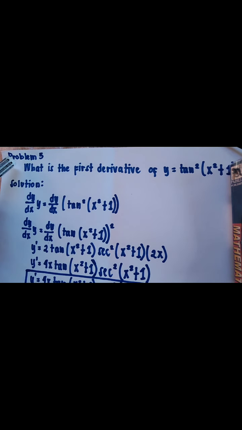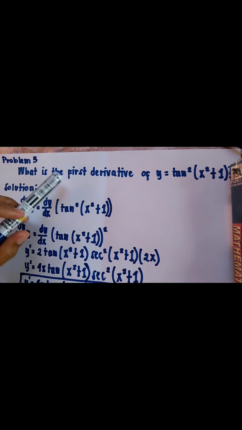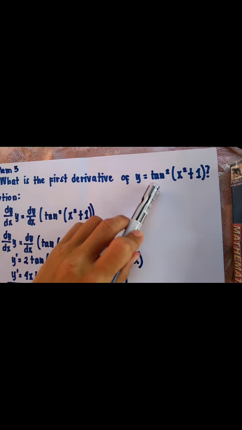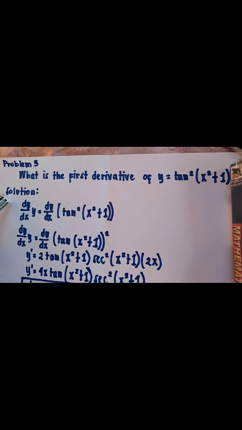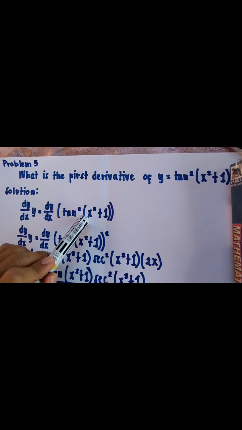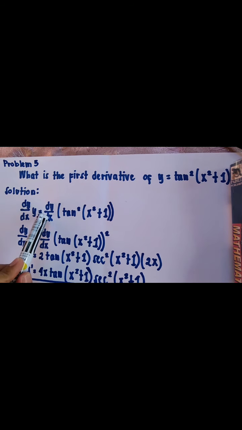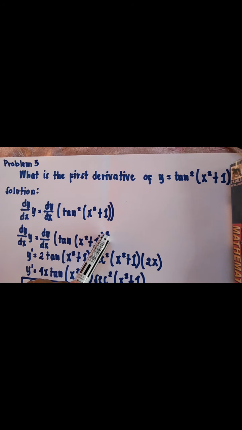Problem number 5, the last problem. What is the first derivative of y equals tangent squared of (x squared plus 1)? So here's the solution. The derivative of y is dy over dx of tangent squared of (x squared plus 1). We can write this equation as dy over dx of [tangent of (x squared plus 1)] raised to 2.